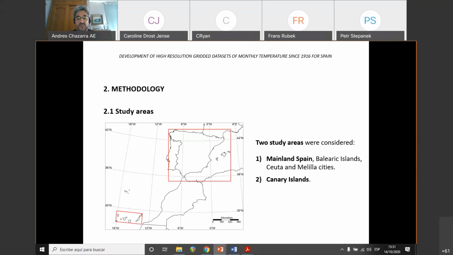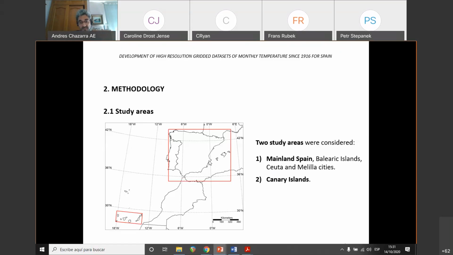Regarding the methodology, we have defined two study areas. The first one is here. It comprises the mainland Spain, the Balearic Islands, and Ceuta and Melilla cities. These are Spanish cities located in the northern coast of Morocco. So from now on, I will refer to this area as mainland Spain area.